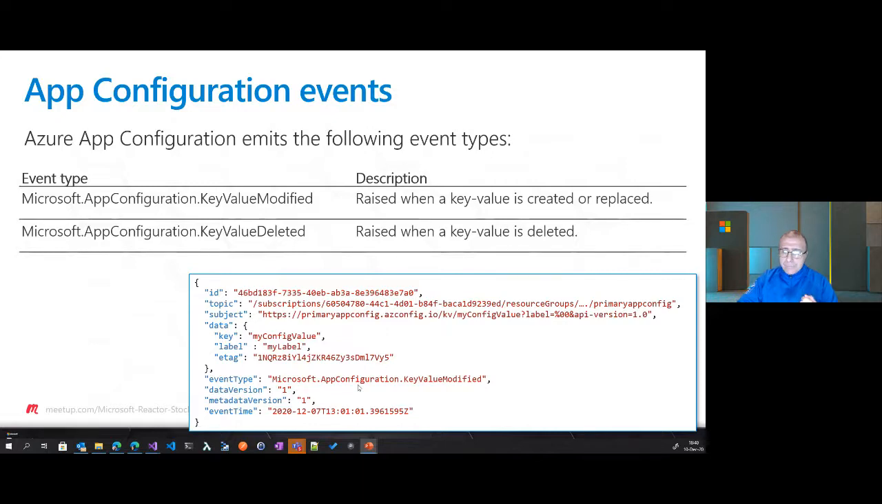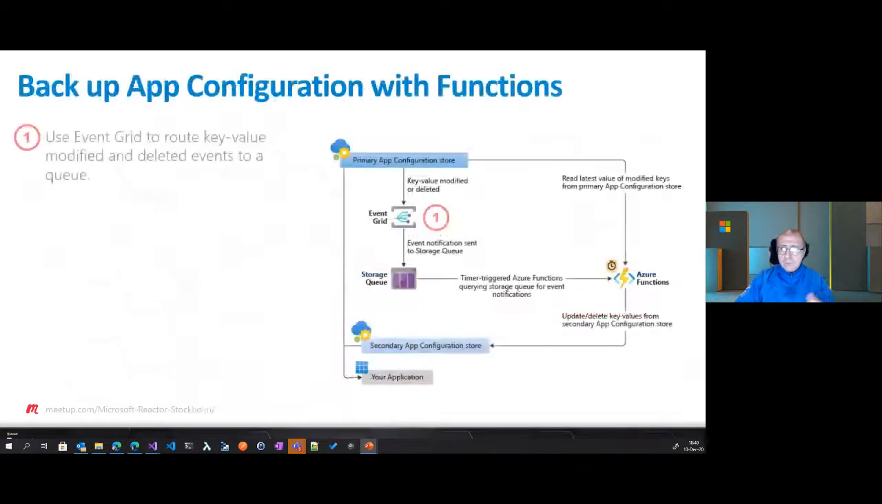What is the approach? First of all, you can use Event Grid to route the event generated for the primary app configuration in a queue. Okay, so every time someone changes something in the primary app configuration, the app configuration emits an event. Event Grid takes this event and writes this event in a queue, in a storage queue.